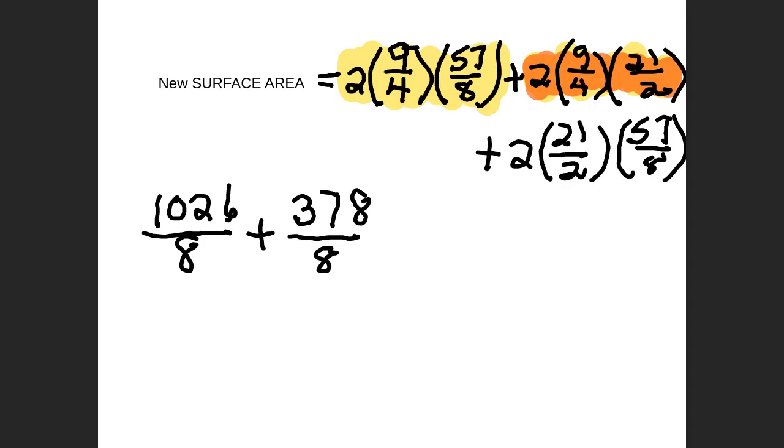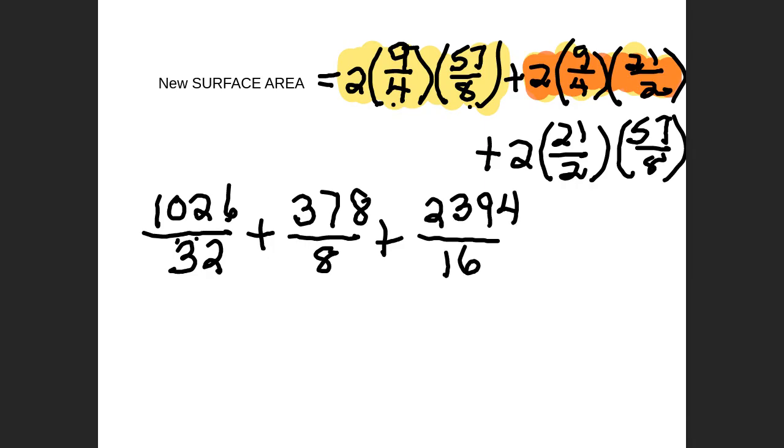Oh, wait a minute. 4 times 2, 8. I forgot my denominator's 32. 4 times 8. Okay. Now my last one is 2 times 21 times 57. This will give me 2,394/16.